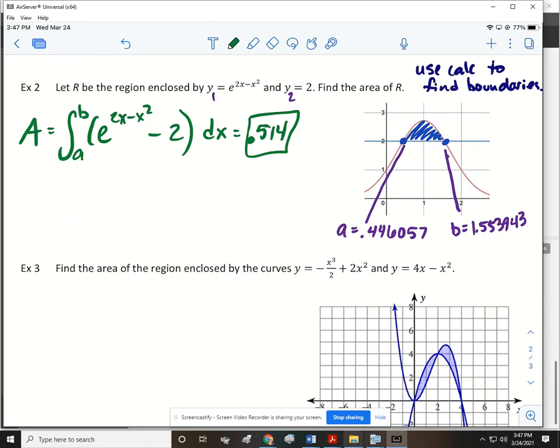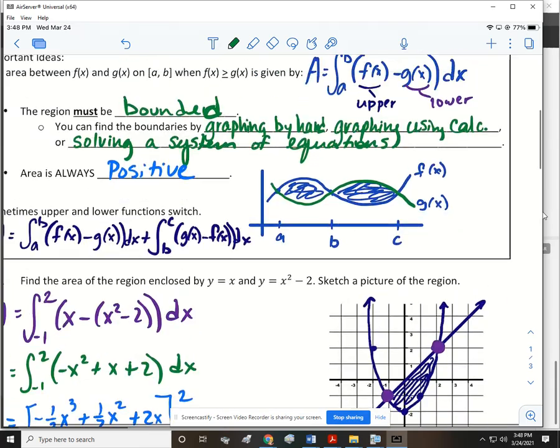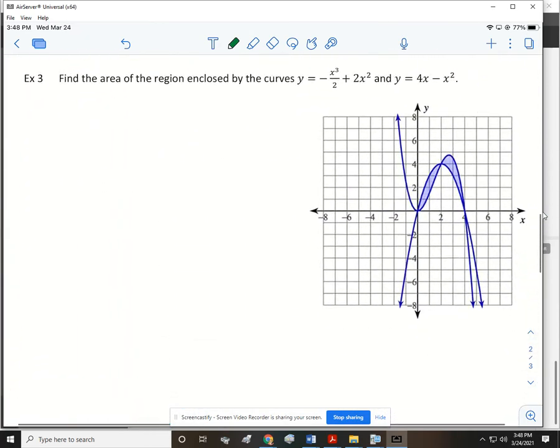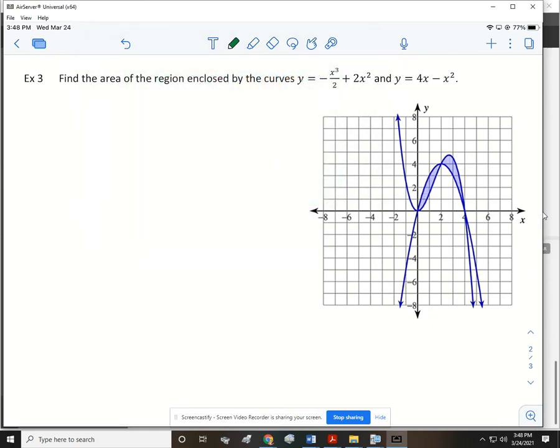Okay. And then example 3 is one of those situations where the upper and lower functions are going to switch. So that's what we were doing here, where you have to do separate integrals and add them together, right? So I have 2 curves. One curve is a cubic function, and it's kind of hard to see. I'm going to trace over it with green. This one is the cubic. Right, and then I'll leave the other one blue. That is the quadratic function.